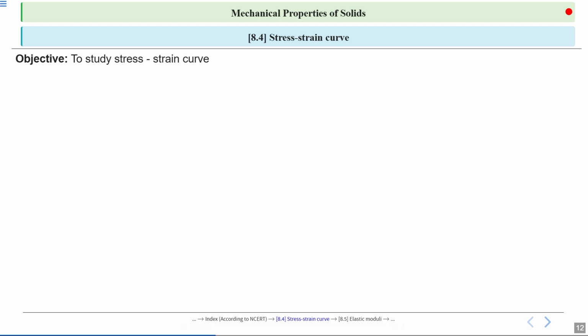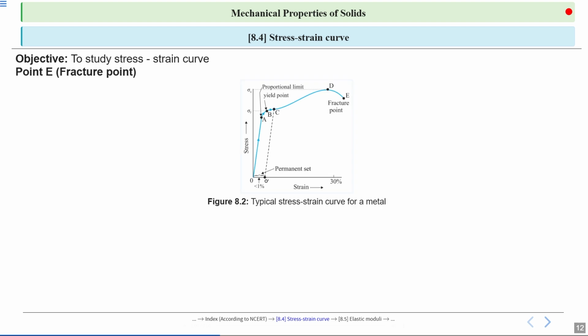So, point E, fracture point. Now let's focus on point E, which is called the fracture point. You can see it in figure 8.2 here. The material finally breaks after being stretched. Notice how the curve ends sharply at this point. This shows us the maximum strain the material can handle before it snaps.